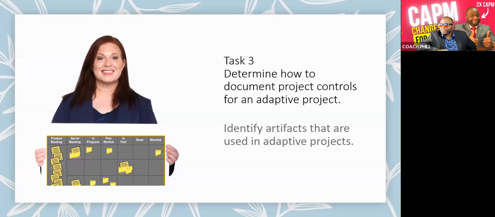Task 3, determine how to document project controls for an adaptive project. Identify artifacts that are used in adaptive projects. So we're talking about things like burn down charts, burn up charts, information radiators, and things like that.